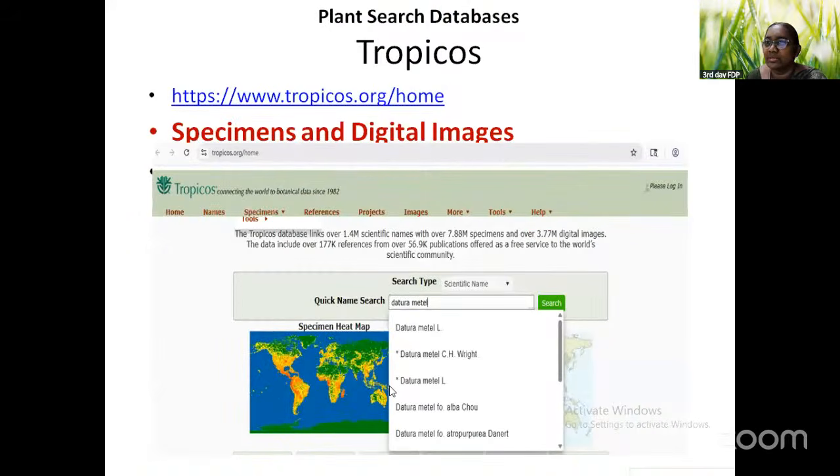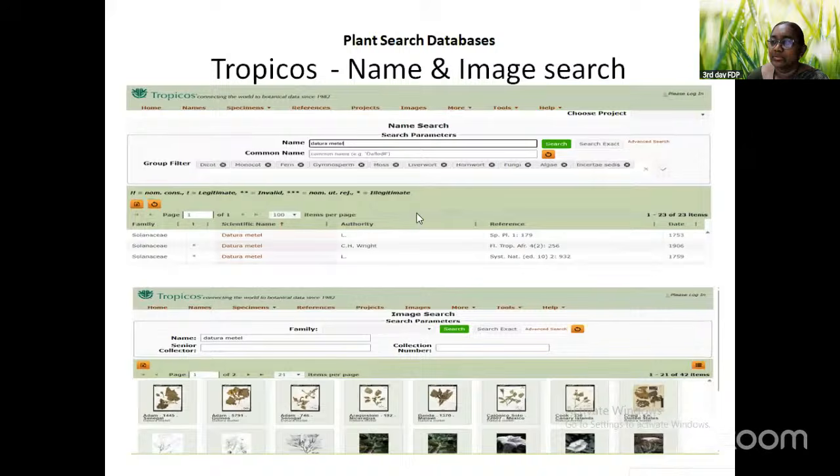Next one is the Tropicos. Here I have given the web page link and also the home page. Here also we can search by the names. We have the specimens, either by the image. After typing the name, we will have the list of materials with that species or a particular genera. So we will be getting the details.